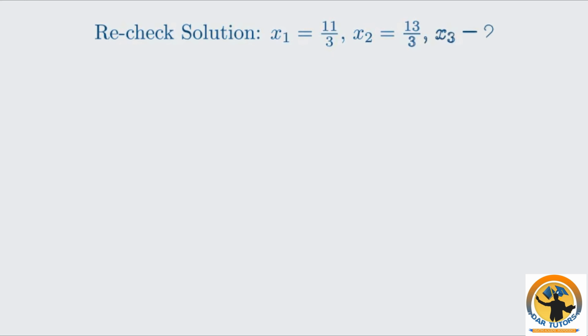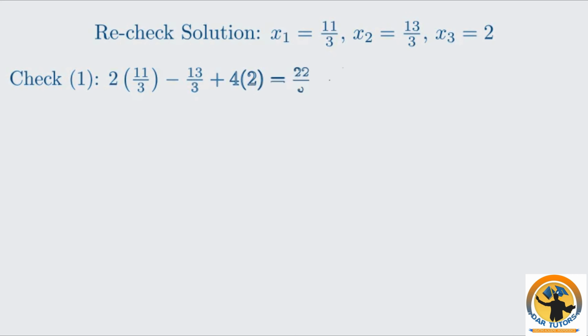My apologies, I made a mistake in the previous scene. Let's reevaluate the second solution for the system. Let's recheck the solution. x1 equals 11 over 3, x2 equals 13 over 3, x3 equals 2. For equation 1, we have 2 times 11 over 3 minus 13 over 3 plus 4 times 2, which is 22 over 3 minus 13 over 3 plus 24 over 3, totaling 33 over 3, which is 11.